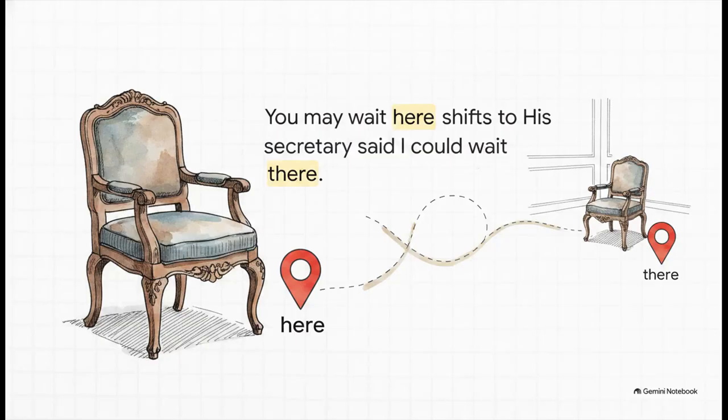Let's see this in action. Imagine his secretary says, you may wait here. That permission beautifully shifts to could wait. But check out the end of the sentence. We also actively applied our space rule. Here changed to there. We are layering all the rules for perfect accuracy.